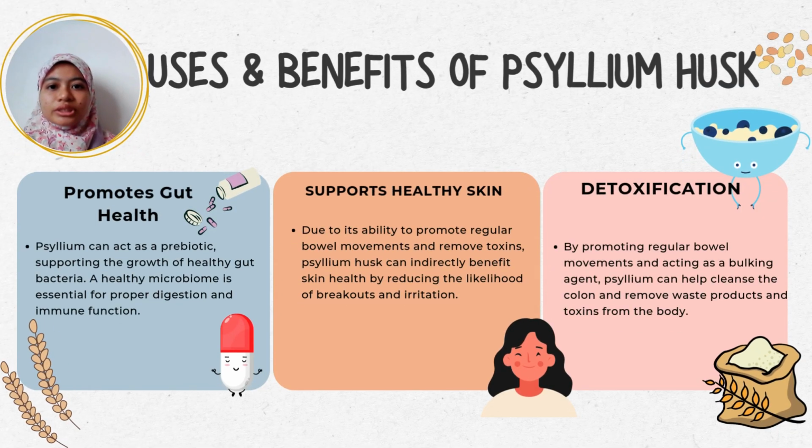So, to continue the uses and benefits of Psyllium Husk, I will talk about the fourth use and benefit of Psyllium Husk, which is to promote gut health. Psyllium can act as a prebiotic, supporting the growth of healthy gut bacteria. A healthy microbiome is essential for proper digestion and immune function. It helps move waste through the digestive system, which may support overall gut health and detoxification.